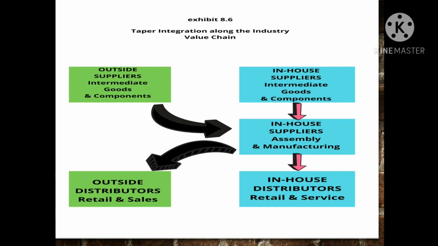As you can see, Exhibit 8.6 illustrates the concept of taper integration along the vertical industry value chain. The firm sources intermediate goods and components from in-house suppliers as well as outside suppliers. In a similar fashion, a firm sells its products through company-owned retail outlets and through independent retailers. Both Apple and Nike, for example, use taper integration. They own retail outlets but also use other retailers, both brick and mortar type and online.